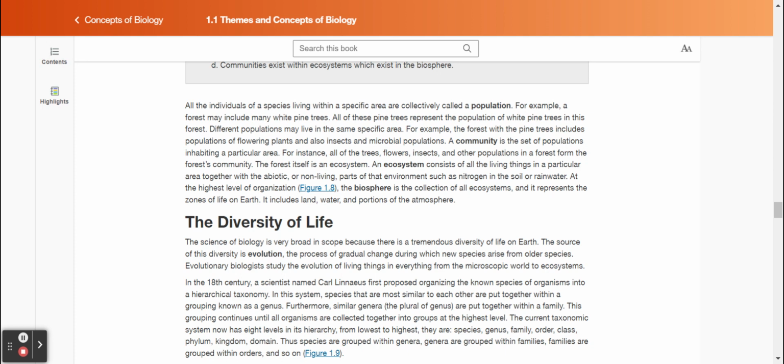A community is the set of populations inhabiting a particular area. For instance, all of the trees, flowers, insects, and other populations in a forest form the forest's community. The forest itself is an ecosystem. An ecosystem consists of all of the living things in a particular area, together with the abiotic or nonliving parts of that environment, such as nitrogen in the soil or rainwater. At the highest level of organization, the biosphere is the collection of all ecosystems, and it represents the zones of life on Earth. It includes land, water, and portions of the atmosphere.